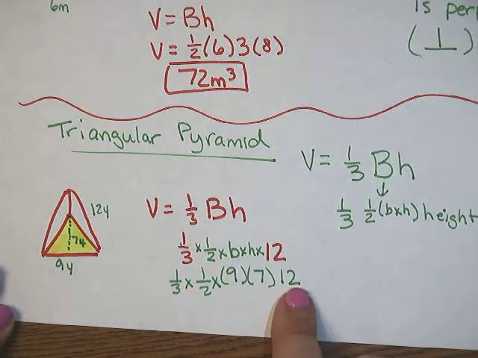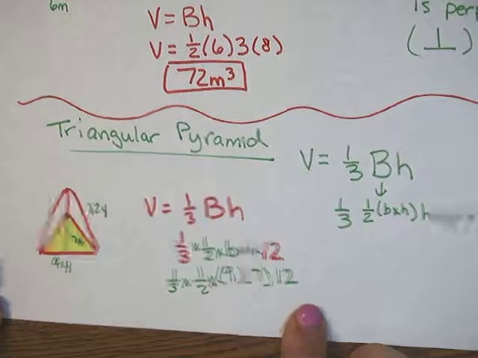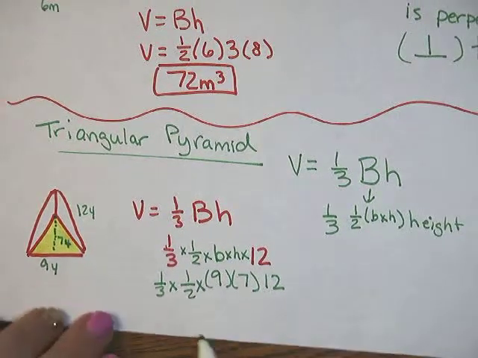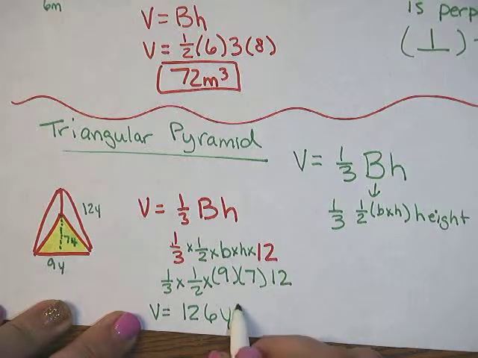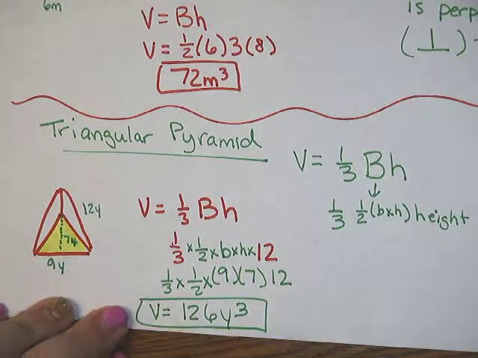Yes, Patrick. How come you use 12? Like, what base would that be on? 12 is the height of the pyramid. 12 is H. Yeah, 12 is the height of the pyramid.